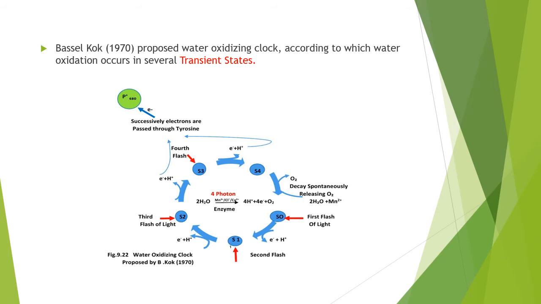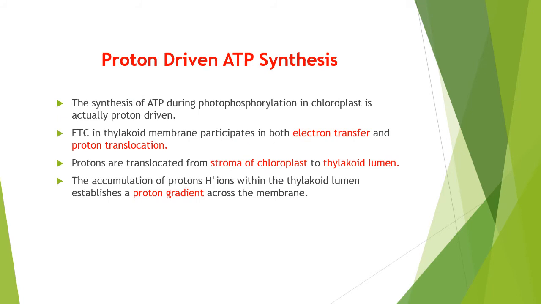So this was the one component which is making the electrons flow in a non-cyclic direction, because there is a source of electrons, that is the water. That water is being oxidized in a transient state, releasing electrons one by one, making the system run.